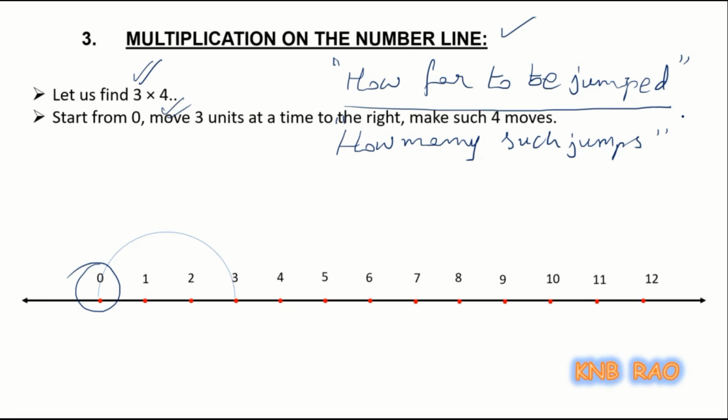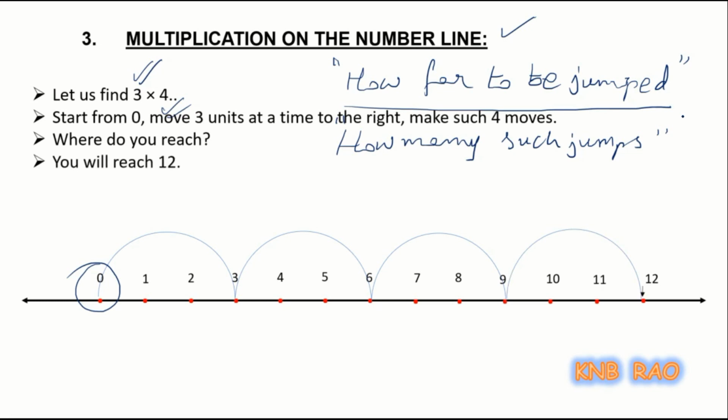But how many times will we do that? 4 times. When we do 4 times, where do we reach? We reach 0 to 3 once, 3 to 6 second time, 6 to 9 third time, 9 to 12 fourth time. That means 4 leaps. 4 such jumps make us reach 12. So therefore the product of 3 and 4 is 12. This is how we do these 3 operations on the number line.